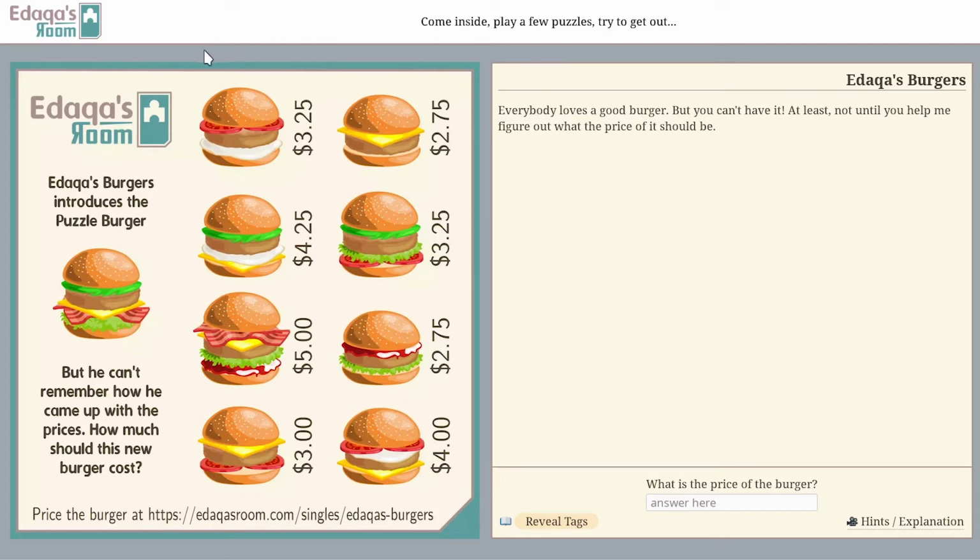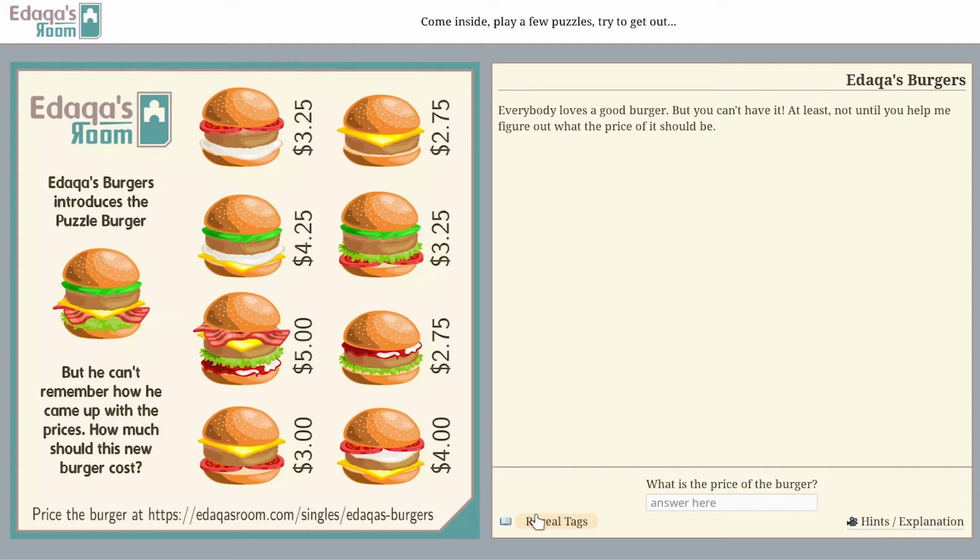I'll give you a chance to figure out this puzzle. You can go to the website, it will be linked below. It's Edaqa's Room Singles, Edaqa's Burgers. I have several of them. Check it out. And then for the rest of this video, I'll walk through the puzzle and how you can solve these puzzles and what type of puzzle it is and talk a little bit about it.